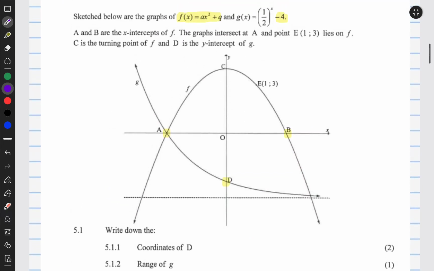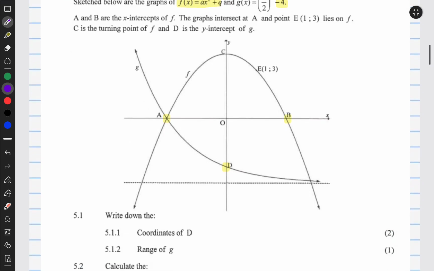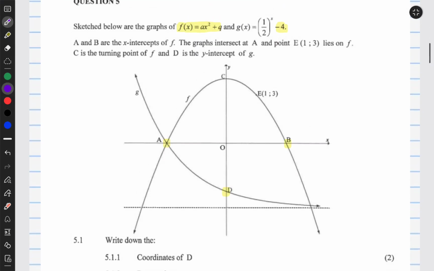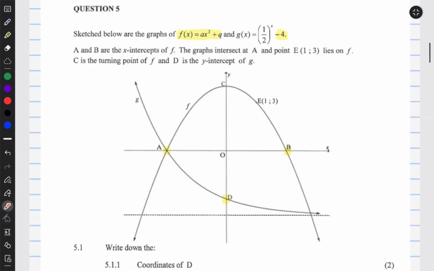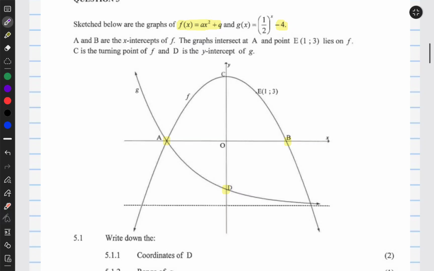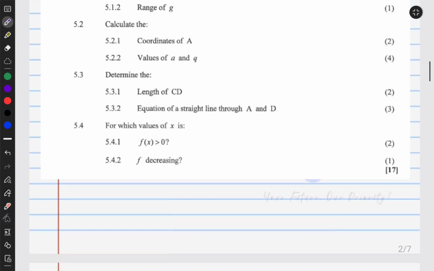And then next, we are asked to write down the range of g. As we can see, the function only exists above that horizontal asymptote, so it exists for all the y values right up until we get to the asymptote. And I said that the horizontal asymptote is given by y = −4. So the value there is negative 4.